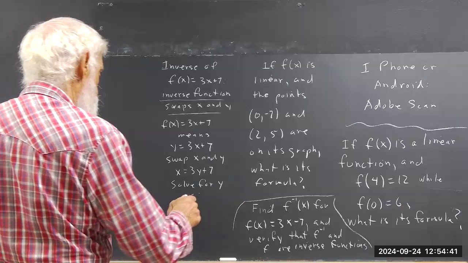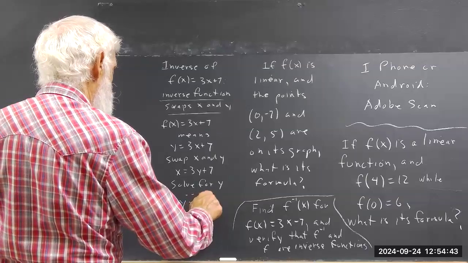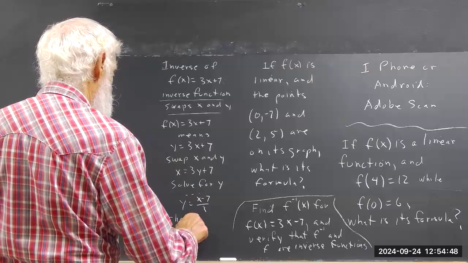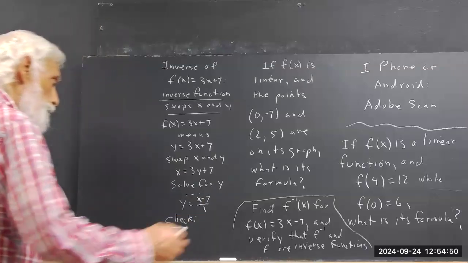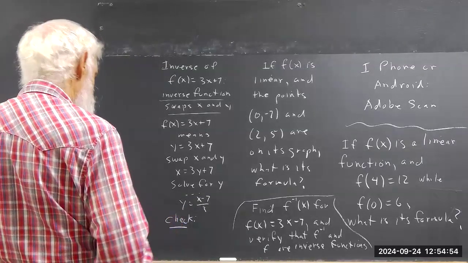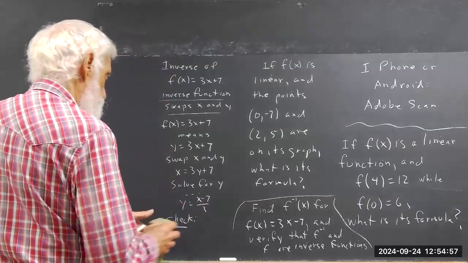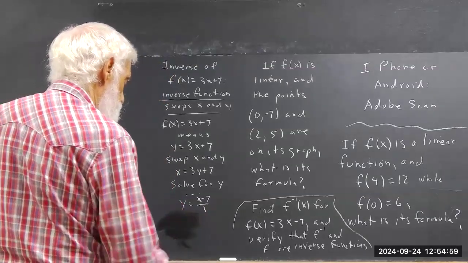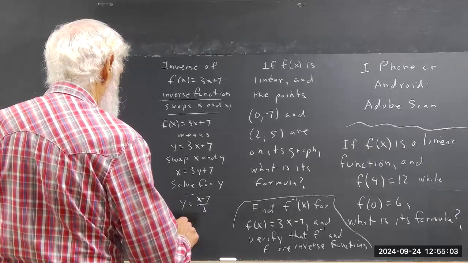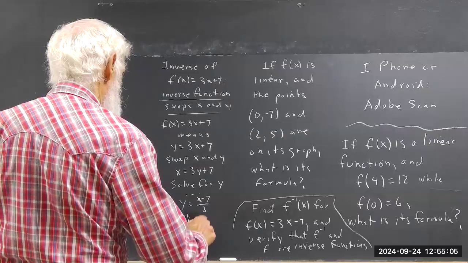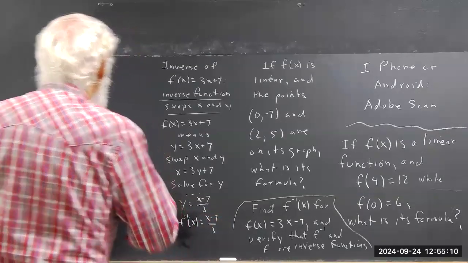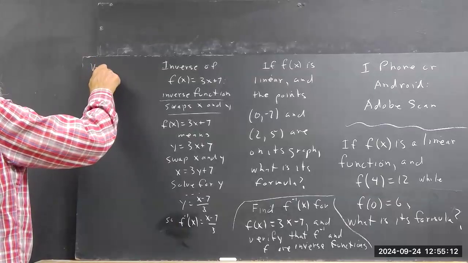Everybody can solve this for y. You're going to get x minus 7 over 3. Check or verify. Well, actually, then verify.